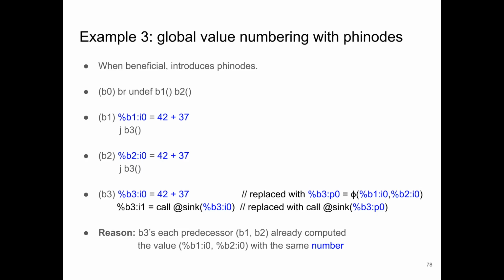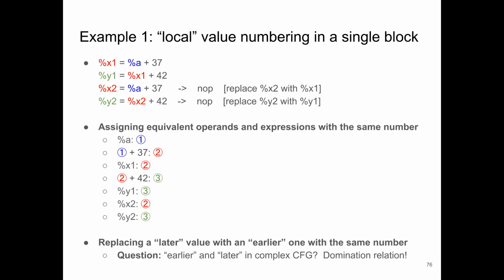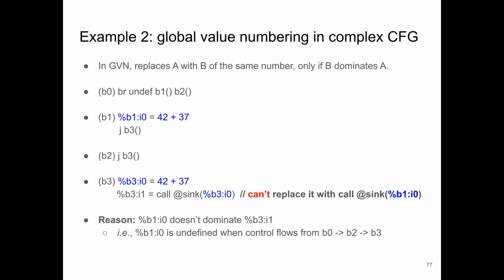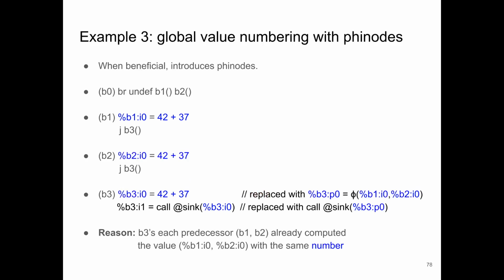So far we saw three examples. The first example is local value numbering, which is easy, and we discussed that the control flow graph may complicate the algorithms, and this is such an example. We cannot replace registers with another when one is not dominating the other. And here's the more difficult and complicated example where we may want to insert a phinode to further reduce the number of arithmetic operations or computations.